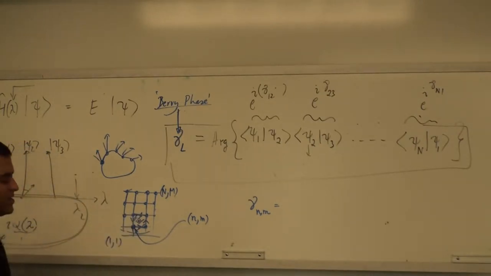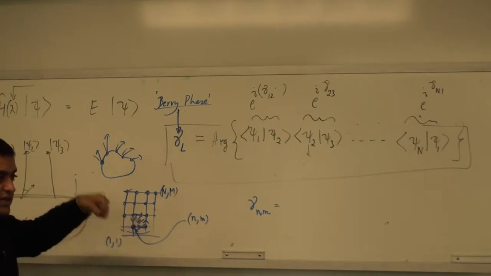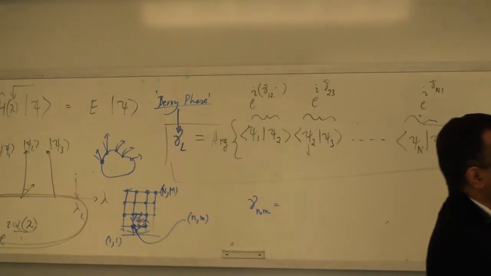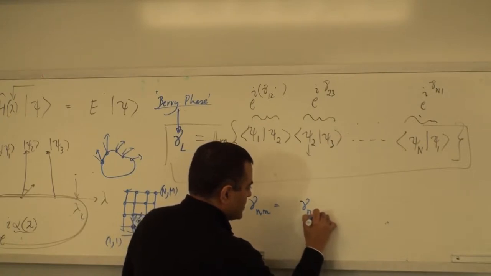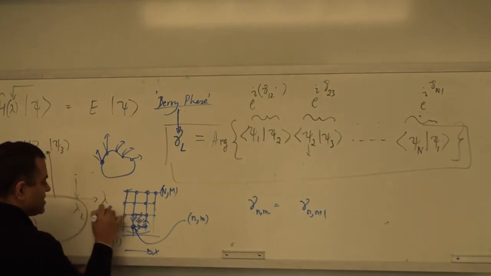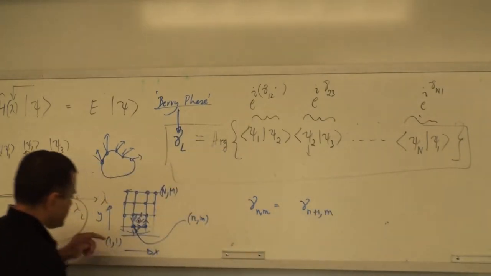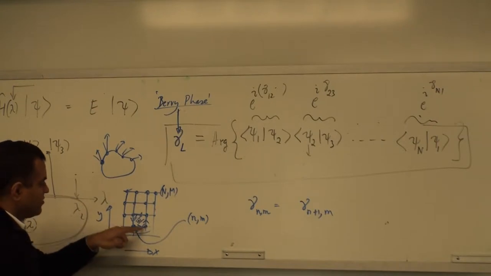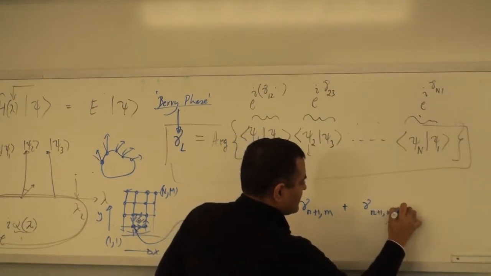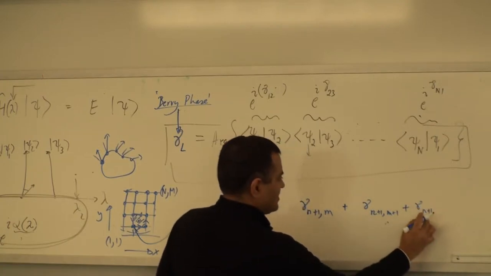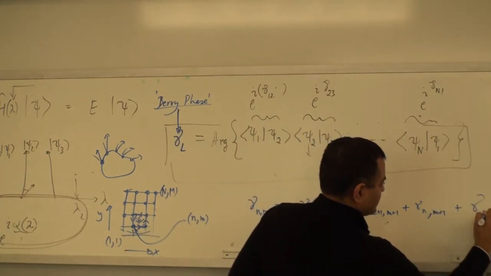Does that make sense? Essentially, it's the Berry phase of going around that loop. That's what the Berry flux is, except it has some orientation too now. I can write it as the Berry phase going from n to, let's say, n plus 1. Now that's your x direction and that's your y direction. You go from here to n plus 1, m, so same m but different n. Then you go up, plus 1, m plus 1, gamma n plus, go up there. Then you go back, m plus 1, plus gamma n comma.